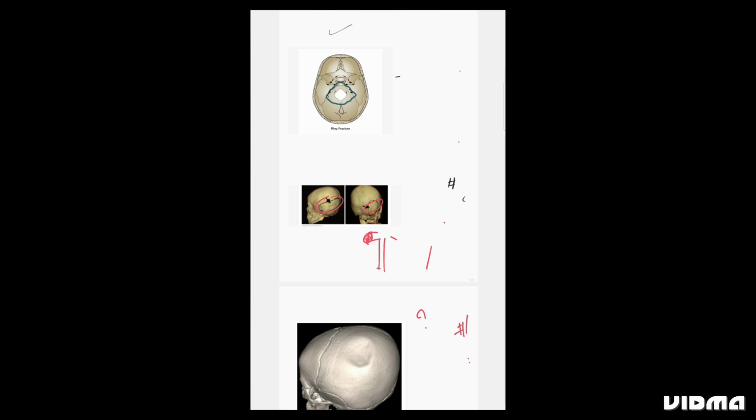So here are the catch points, guys. I told you, whenever the patient falls from a height, the pressure will be transmitted from below to his legs, arms, and sometimes this pressure can go up to the skull, base of the skull, causing ring fracture.